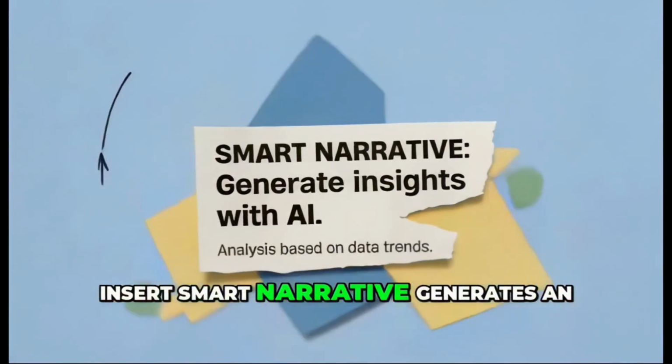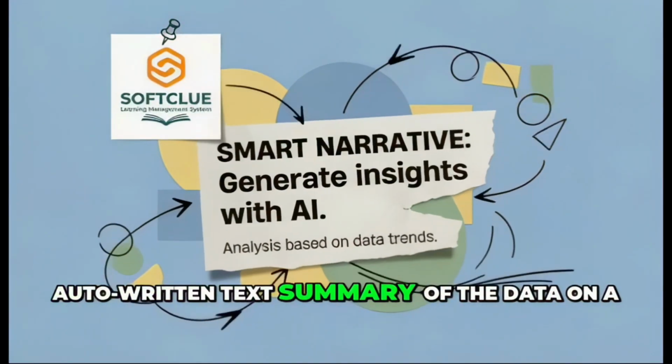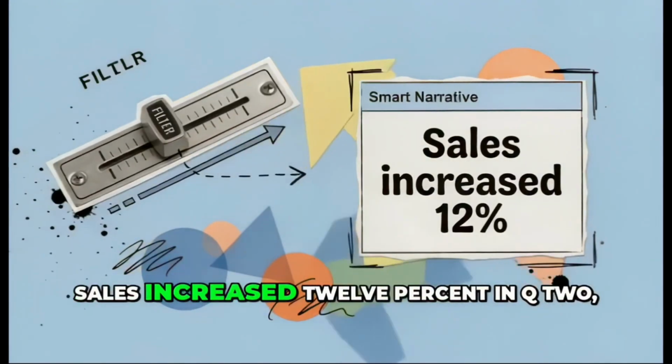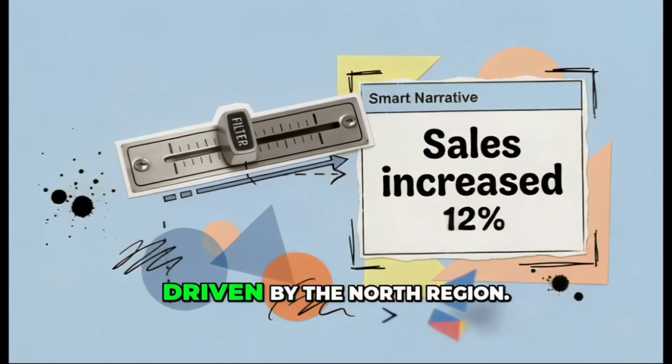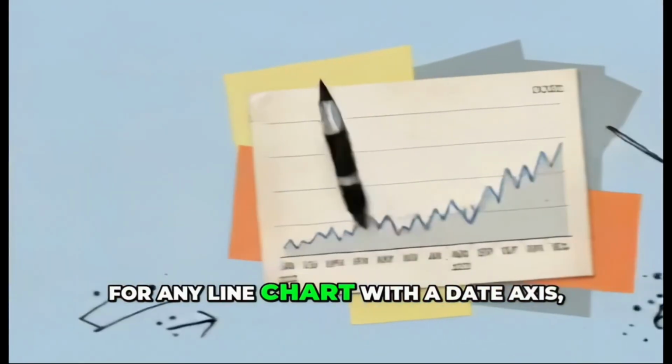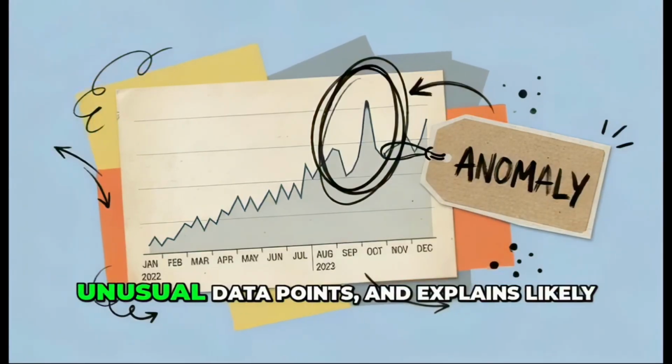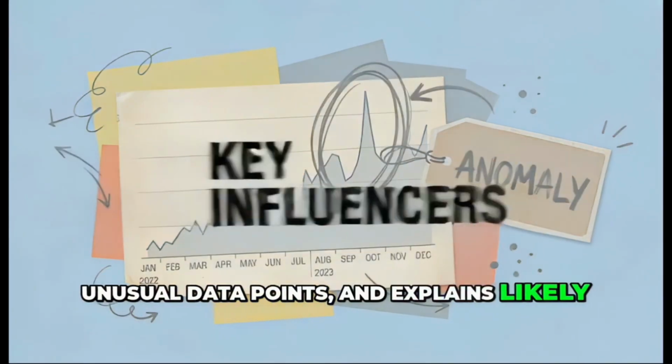Insert Smart Narrative generates an auto-written text summary of the data on a page, updating when filters change. Sales increased 12% in Q2, driven by the North region. For any line chart with a date axis, Analytics pane, Find Anomalies, highlights unusual data points and explains likely contributing factors.